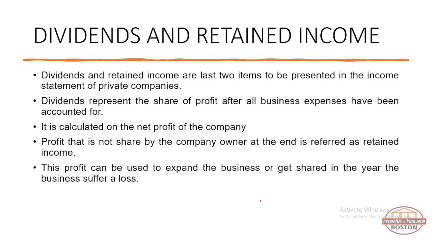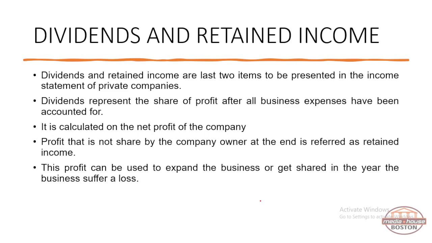The following year, if the company makes a loss or doesn't make too much profit and you want to take a share of profit, you would also take a share from the retained income. The retained income is still the money of the business owner. He can still take the money, or they can share the money if there are multiple partners. So here it says that dividends and retained income are the last two items to be presented in the income statement of private companies.